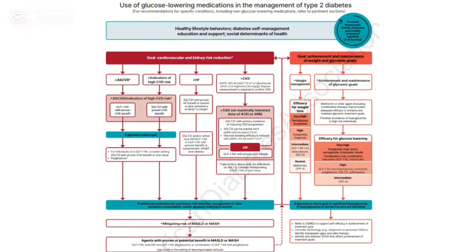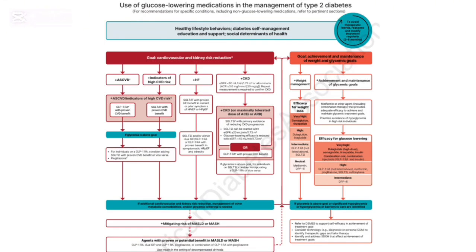GLP-1 receptor agonists with proven kidney benefit are considered an alternative or additional therapy, especially if glycemic control remains inadequate despite SGLT2 inhibitor use. The diagram also highlights management of metabolic-associated steatotic liver disease, MASLD, or metabolic-associated steatohepatitis, MASH, conditions that commonly coexist with type 2 diabetes and obesity. Certain medications, particularly GLP-1 receptor agonists, dual GIP-GLP-1 receptor agonists, and pioglitazone, may provide beneficial effects in reducing liver fat accumulation and improving hepatic inflammation.